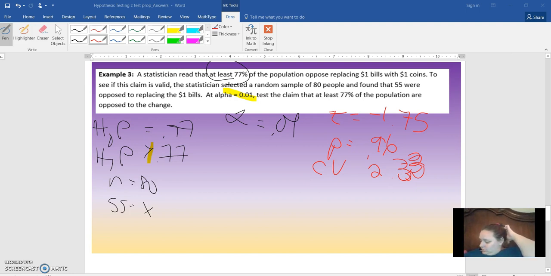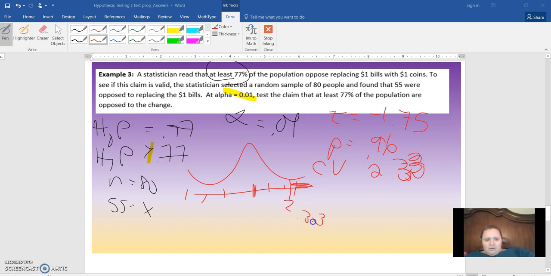To the right. 2.33 positive, so that's here, and I'll have that shaded. And we have z is negative 1.75, so that's here. It's in the white. When it's in the white, then we accept, we accept the null.